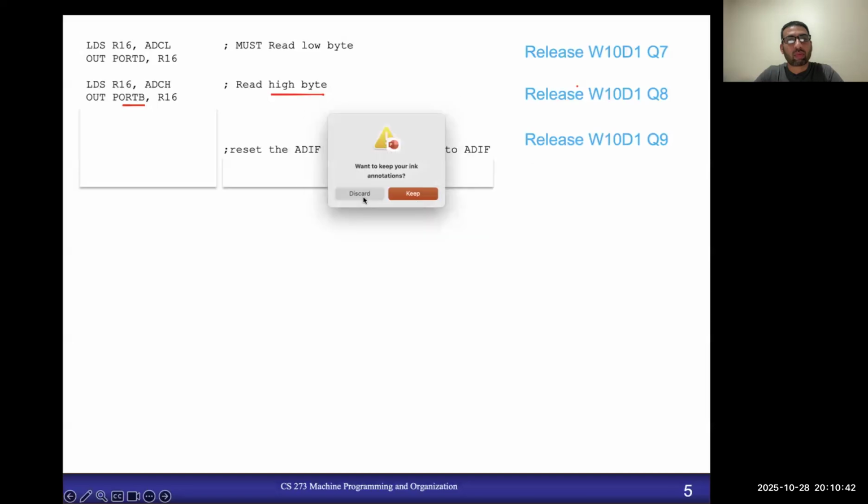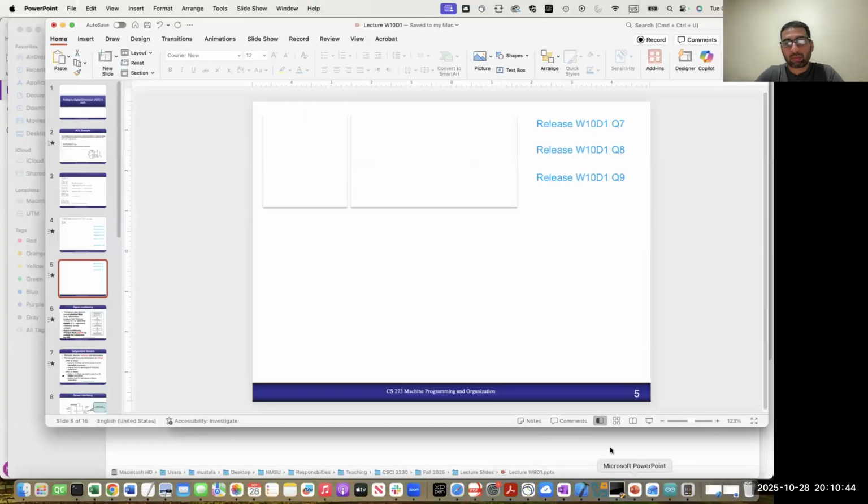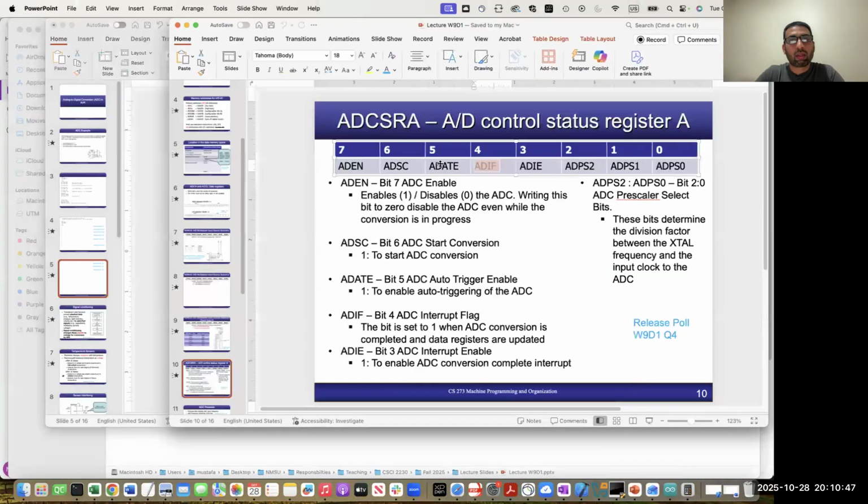Let me go back to the slides of the previous lecture. This flag is set equal to 1 once the conversion is completed. But we also want to read the analog signal again and again and convert it into digital form. In order to do that, if this bit was set equal to 1, we need to manually set it equal to 0. And here is the tricky point. In order to set it equal to 0, you have to write 1 to it, not 0. You have to write 1 into bit number 4 of the ADCSRA register.